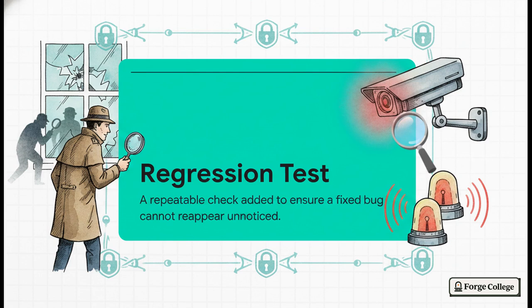And this brilliantly illustrates our whole detective analogy. If debugging is like catching the thief, writing a regression test is exactly like installing a permanent security camera pointing right at the window they broke in through. If anyone or anything ever tries to break that specific window again, alarms will instantly go off.